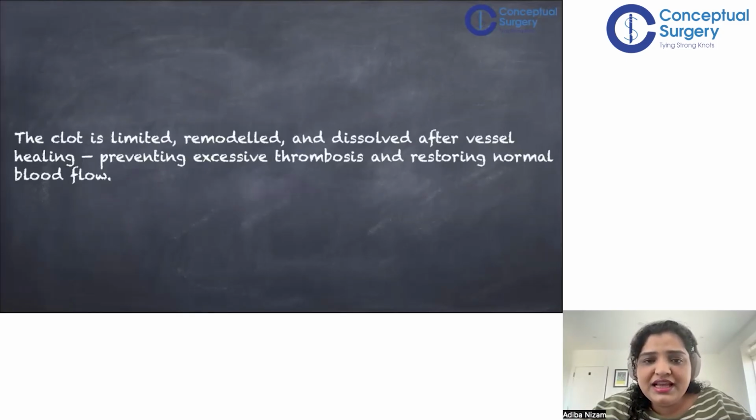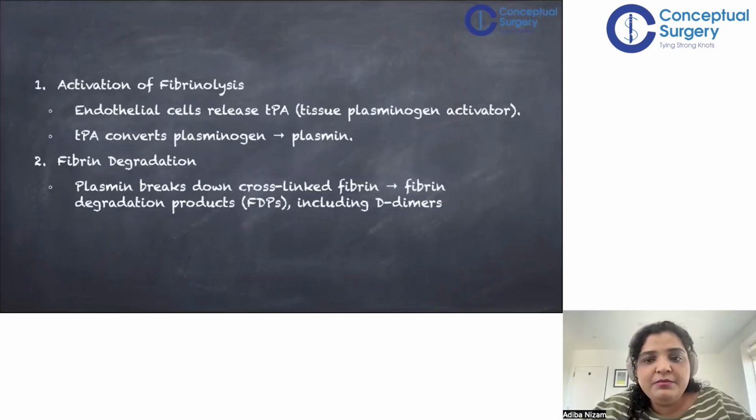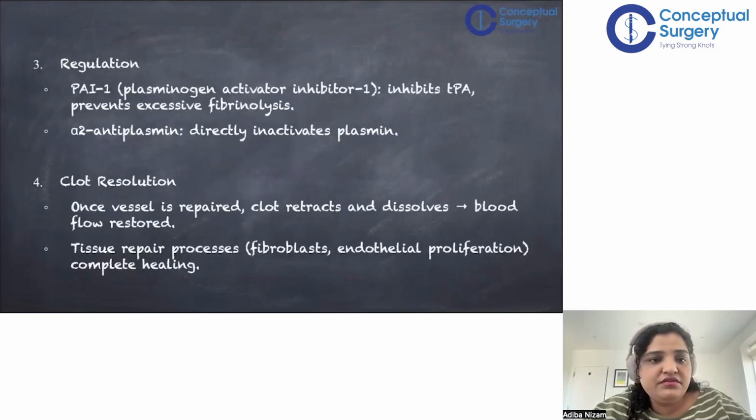So, as we saw, the main enzyme for forming fibrin was thrombin, and the main enzyme for breaking this fibrin is plasmin. So then there is a regulation. We have the plasminogen activator inhibitor, which inhibits the TPA. Also the antiplasmin, which directly inhibits the plasmin. And once the vessel is repaired, the clot dissolves and the blood flow is restored. The tissue process, by way of fibroblast and endothelial proliferation, would go on to complete the healing.